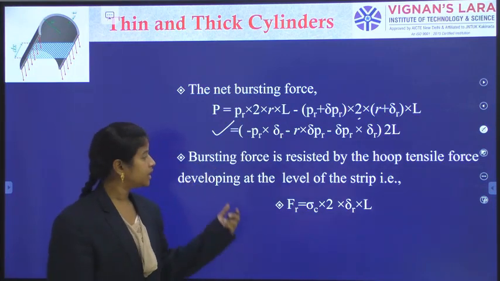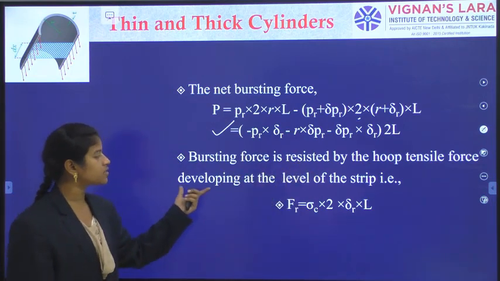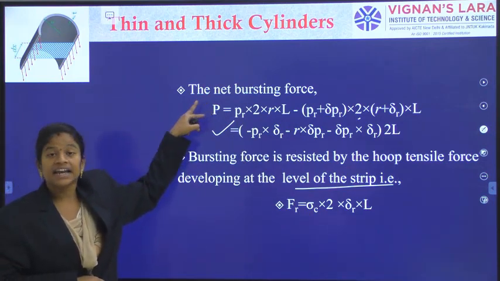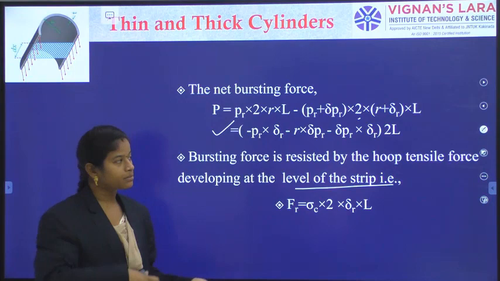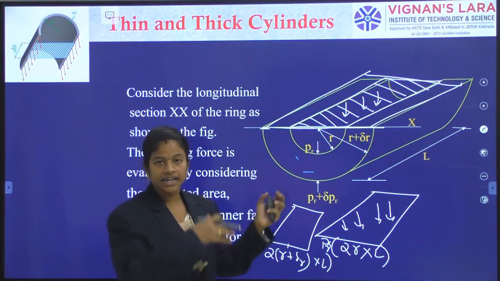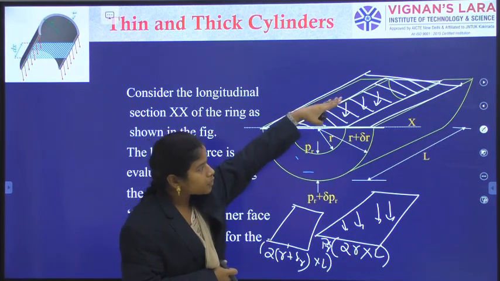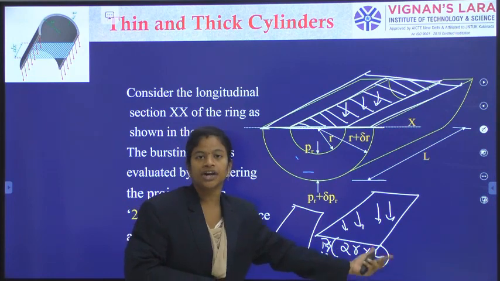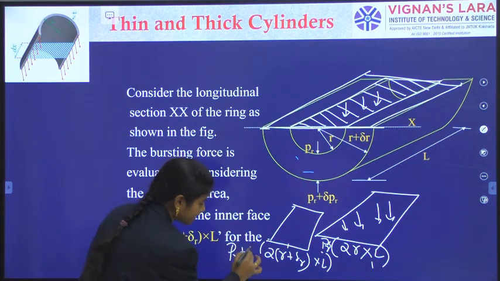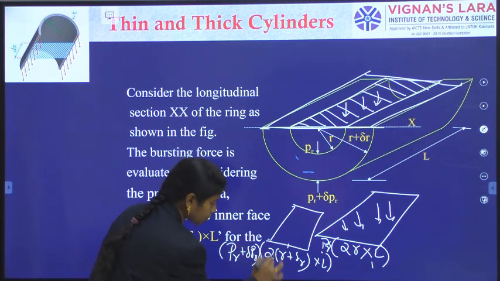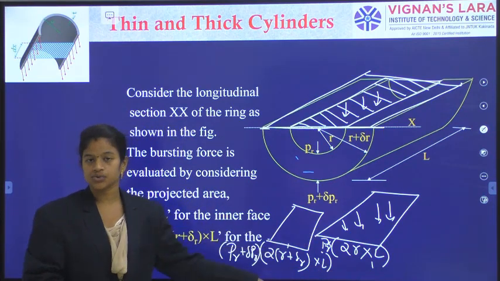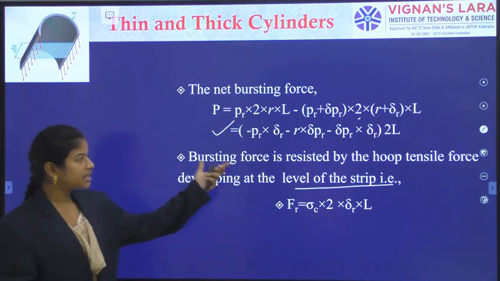Now the bursting force is resisted by the hoop tensile force developing at the level of the strip. So what we have said, this is the net bursting force. Some force the fluid is offering from inside, and some is offering from the outside, nothing but from the outer wall. How much force is coming from inside? That is PR into 2R into L. What is the force acting from the outside? That is PR plus delta PR into 2 times R plus delta R into L. So this is the multiplication of these two terms, and the net value we have got.